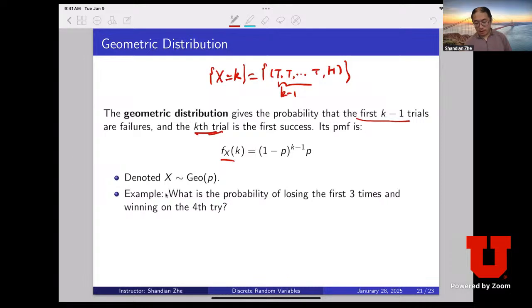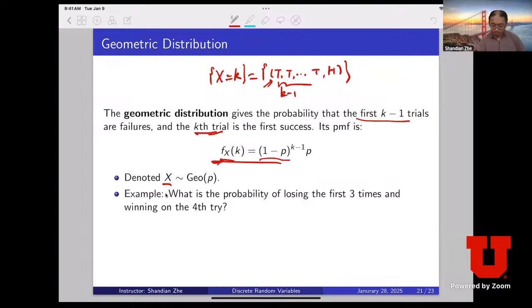The PMF is just the probability of observing this sequence, right? For all the first k minus 1 trials, you say failure, or tail, until the kth time you say success, or head. So the probability is simply (1 minus p) to the power of k minus 1, and then times p. So if the random variable x has such a PMF, then we say x follows the geometric distribution, and its PMF is like this, right? Okay.